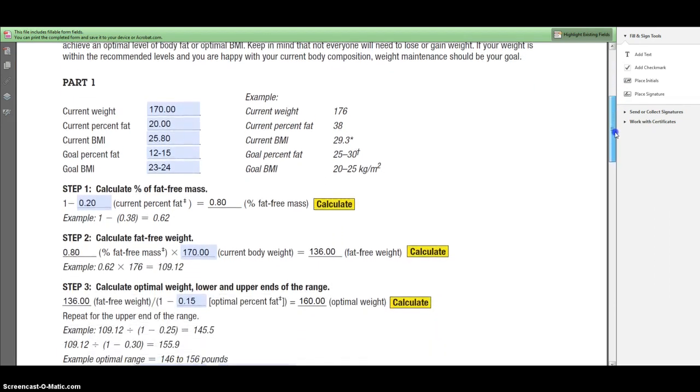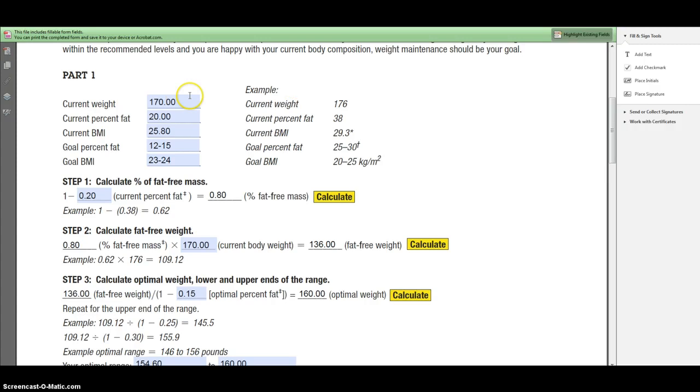So I've taken the liberty of going ahead and plugging in my numbers, and again, all this information was off my 6.1. Took my current body weight, which is 170 pounds. You'll need to plug in your own in pounds. My current body fat percentage, again, this was from Lab 6.1, so look back and retrieve that. And my current BMI, that too was calculated in 6.1.